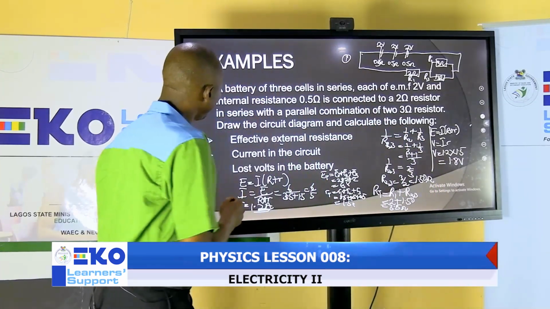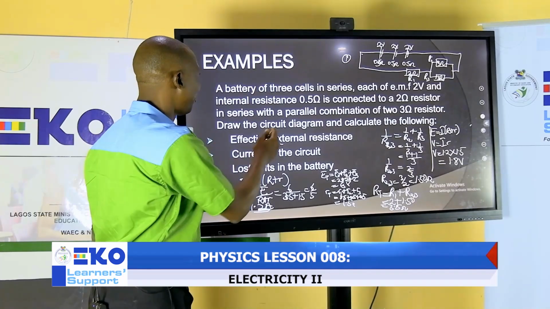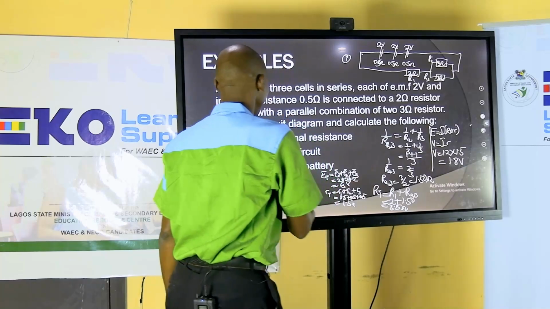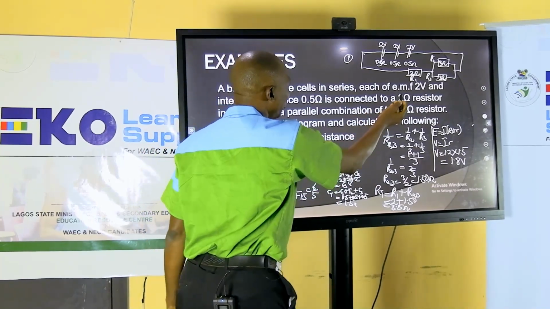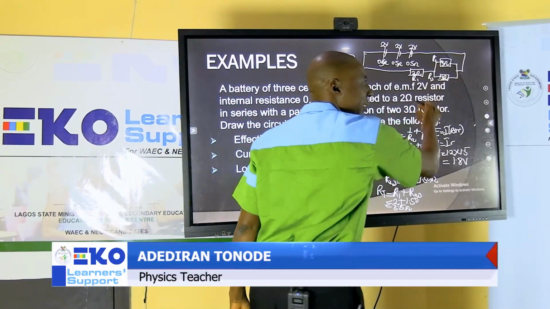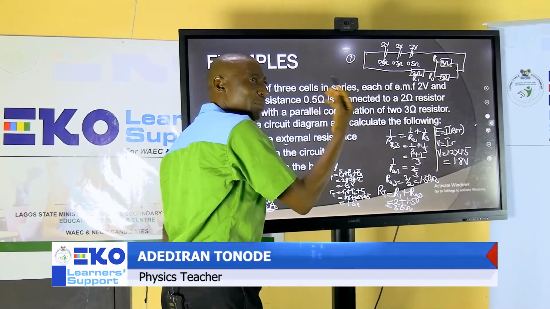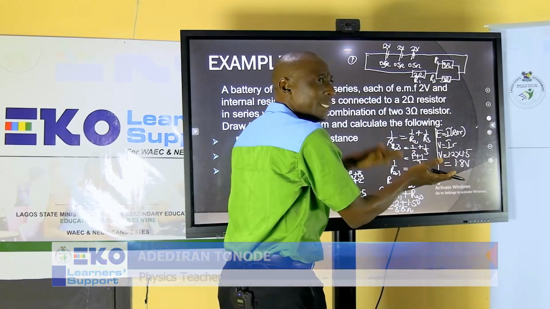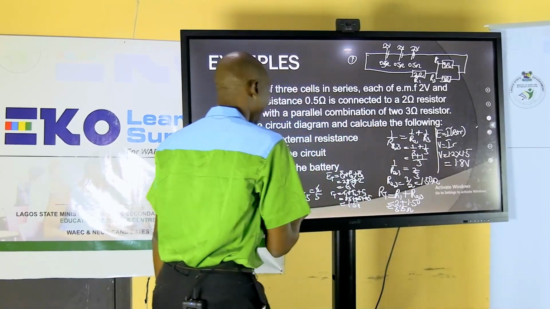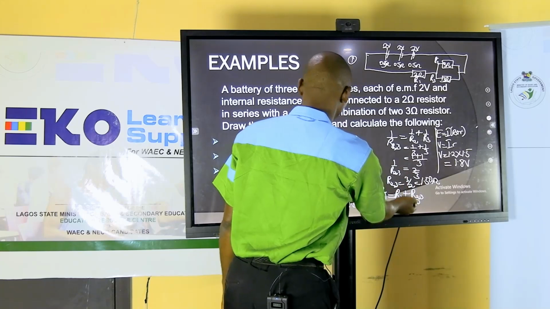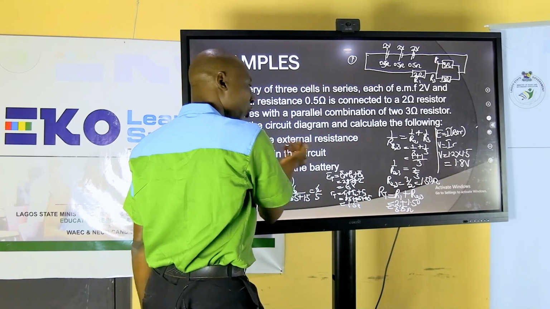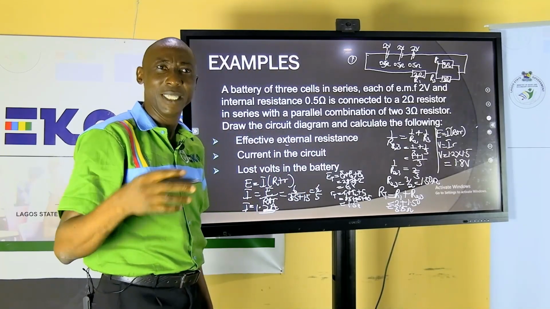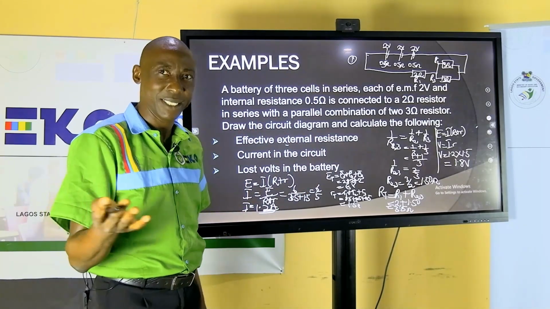And like I said, we've done justice to the example, starting from the circuit diagram, which you have on the board, then the effective external resistance. I told you we have both parallel and series. When you have both, it is better you start with the parallel so that you will be able to compress the parallel and form series with the other one. And that was what we did here. Then we moved on to, and I told you don't forget, effective, which means total, or equivalent. It means the same thing. Similarly, net means the same thing.